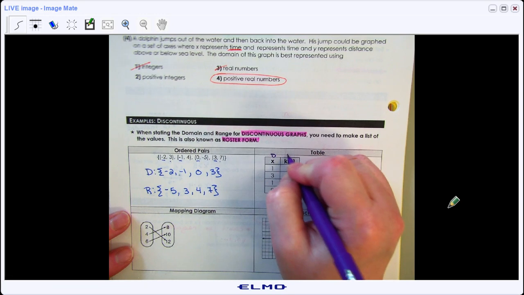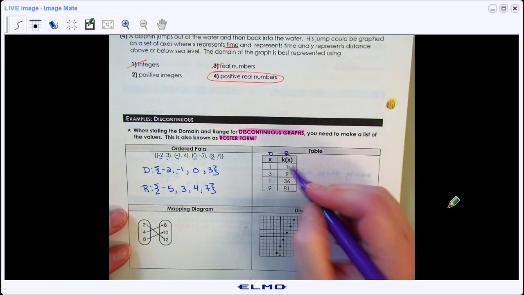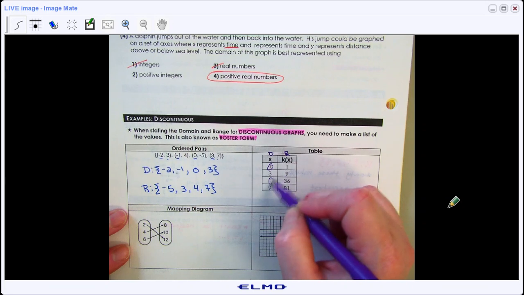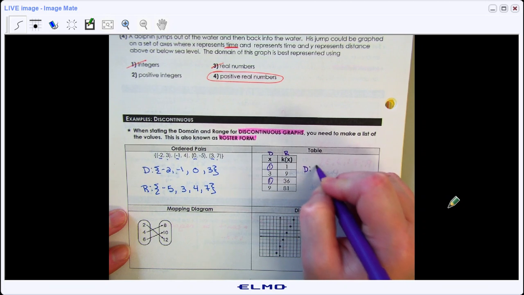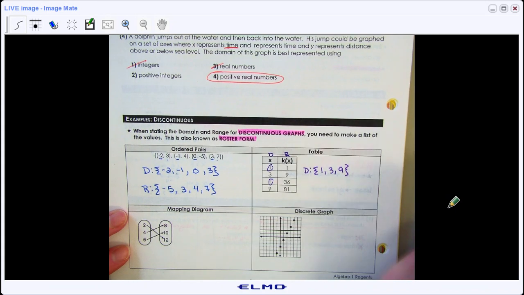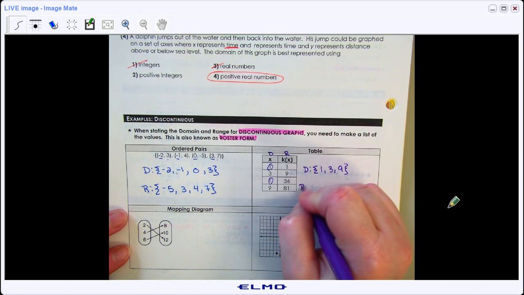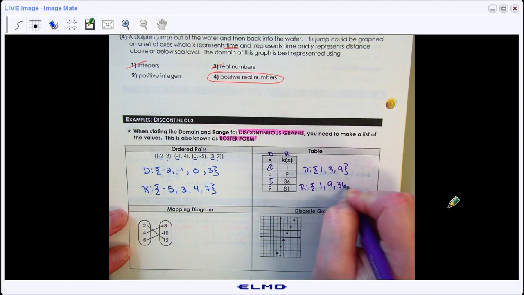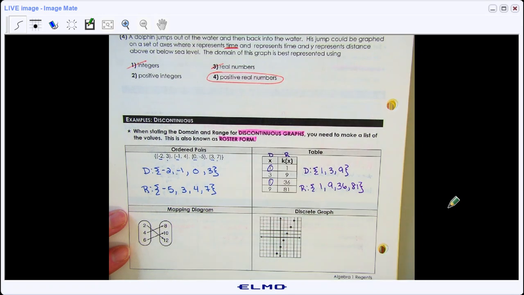So for our table, domain is the x's, so domain is this side. My 1 is repeated, but when I write that domain, I don't repeat the 1. So my domain would just simply be 1, 3, 9. Even though I have a repeat value of 1, I don't repeat it when I list out my domain. My range would be 1, 9, 36, and 81.